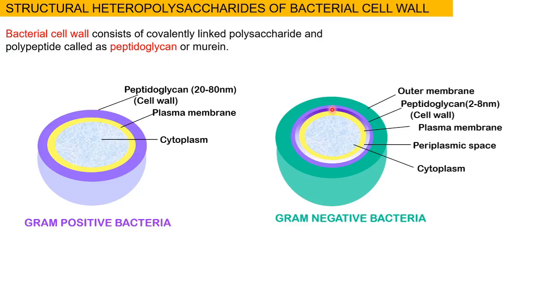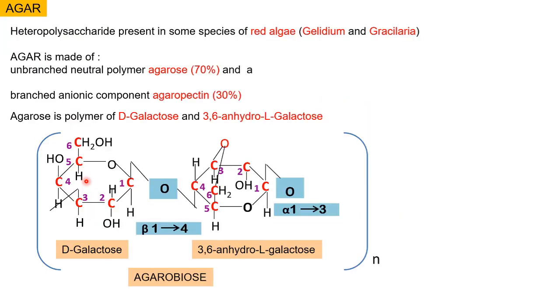And the peptidoglycan layer, if you look here, purple color, in gram positive bacteria this layer is very thick. In gram negative bacteria, there is a very thin layer of peptidoglycan, which is only 2 to 8 nanometers thick. Apart from that, an outer membrane is also present in gram negative bacteria, which is absent in gram positive bacteria. So this was all about peptidoglycan. Peptidoglycan is made of peptides and glycans, and the glycan layer means the polysaccharide unit is a repeating unit of NAG and NAM.